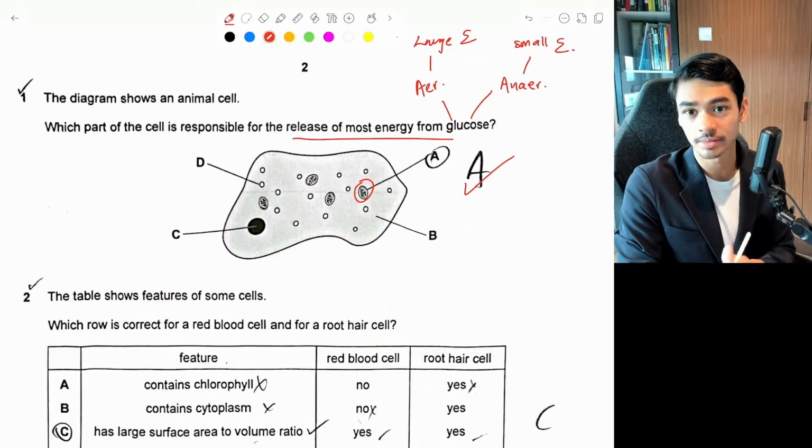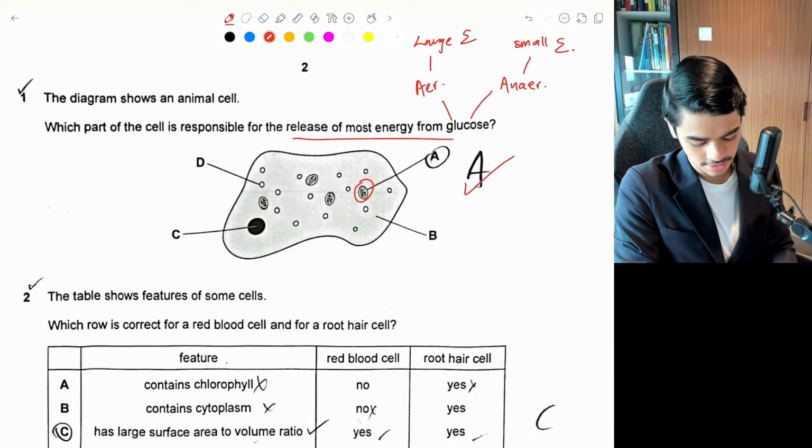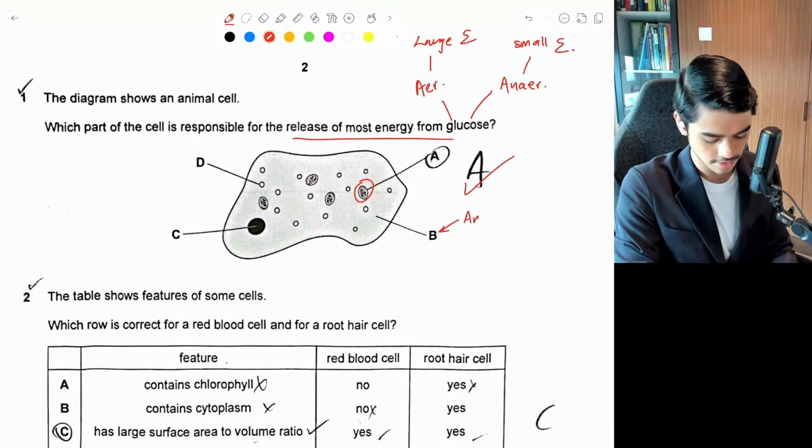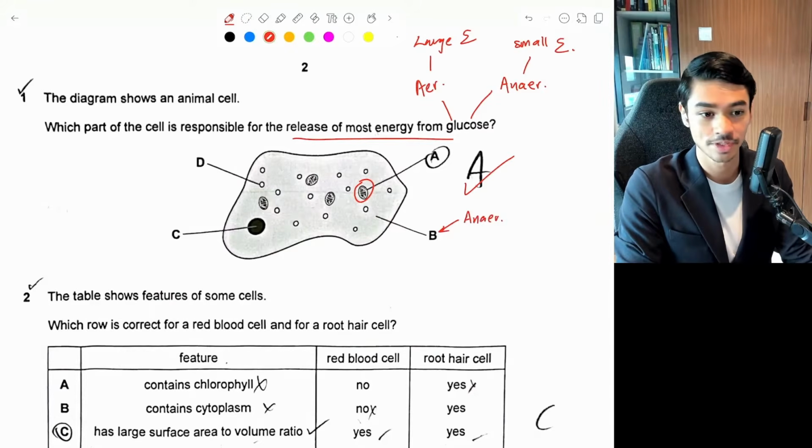This is a bit FYI, but it's super useful to know as well. This is where anaerobic respiration happens, in the cytoplasm. So question 1 is A.